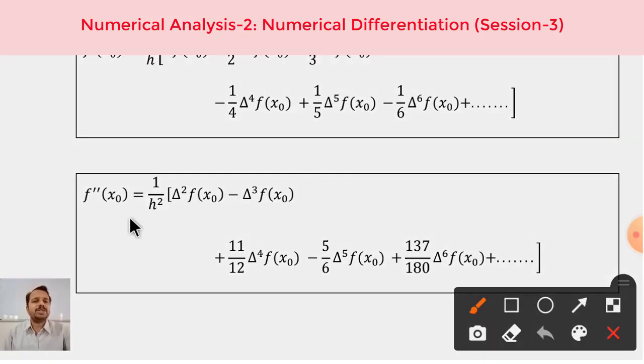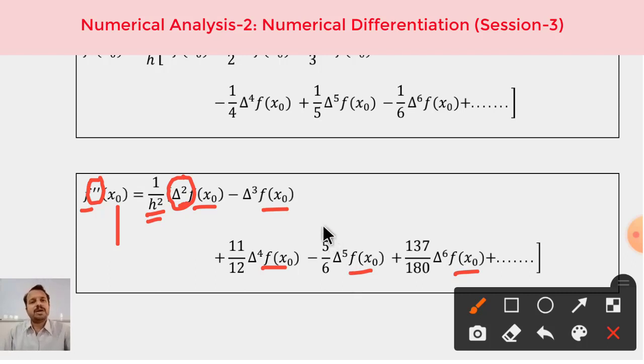The second order derivative is equal to 1 by h square. That is, f double dash at x naught is 1 by h square into the bracket. You have to learn the coefficients by heart, or you can use your own technique to remember. How to remember? The terms will start from second order differences, since we are finding the second order derivative. It starts with delta square f at x naught. Everywhere it is f at x naught, that is, only the leading differences we will be considering.